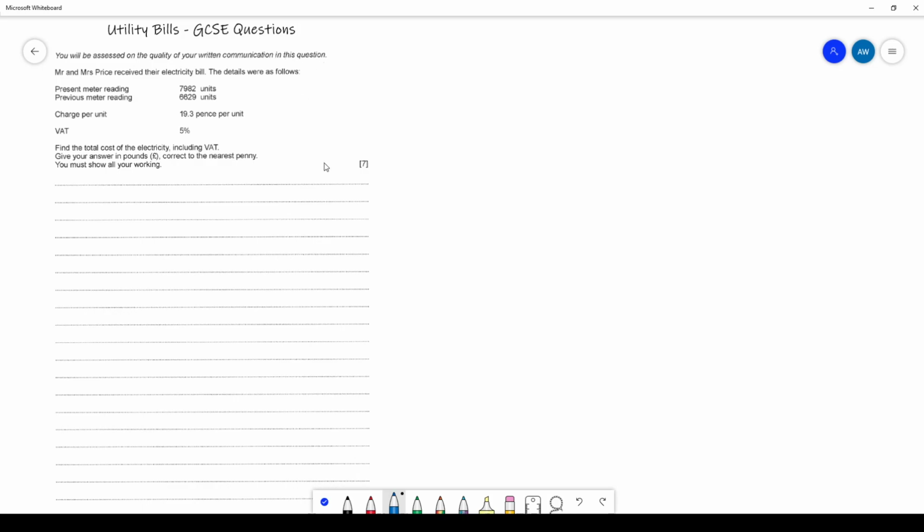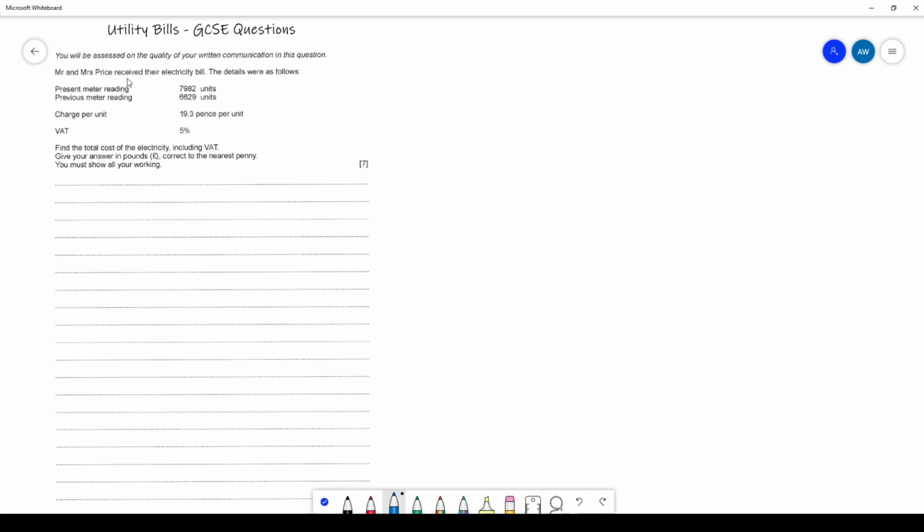What this tells us is that out of these 7 marks here for the question, 2 of them are for your written communication. 1 mark for labelling all your workings all the way through, and the other mark for setting out your workings clearly so that the reader can see exactly what you're doing. Okay, so let's tackle this question then.